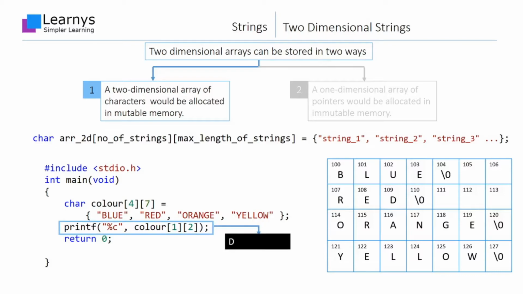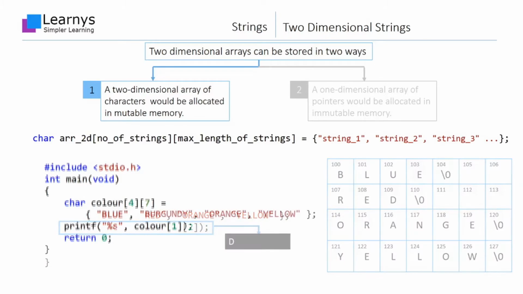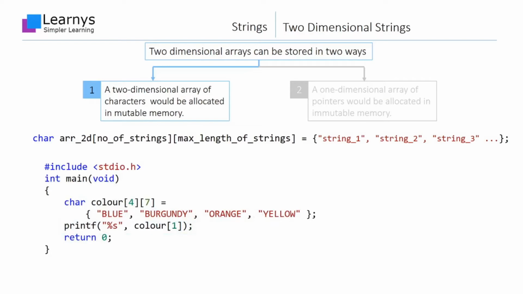If a string larger than the allowed size were stored, the string would be truncated to the allowed size. The truncation would mean the null terminator at the end is not present. This can lead to unexpected behavior. Consider the following sample program. This example is a modified version of the previous one. Here, burgundy is stored instead of red. Since burgundy would result in an eight letter representation, it needs to be truncated to 7.